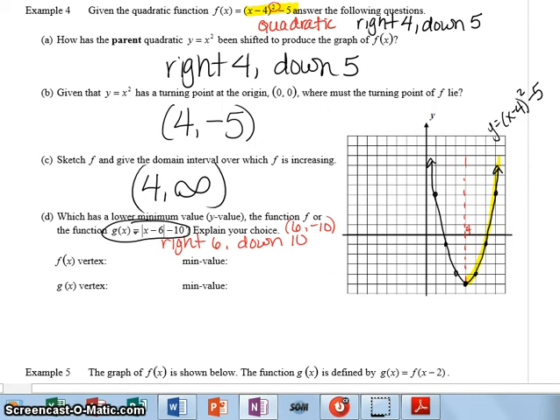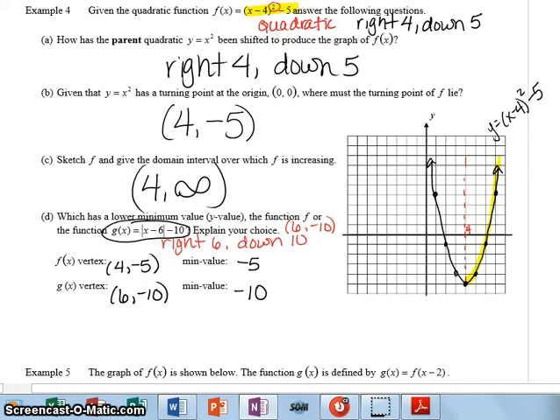So f's vertex, which was the graph, was (4, -5). G's vertex was (6, -10). So the minimum value on the f function was -5. The minimum value on the g function was -10. So that's why the g is lower.